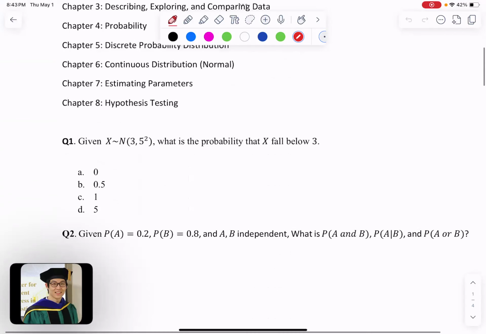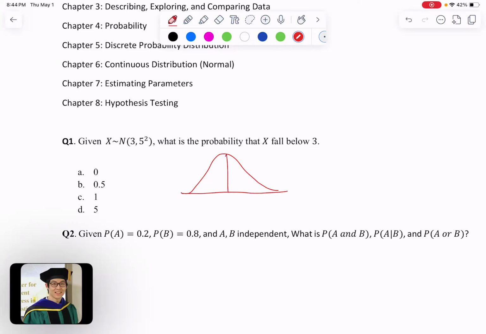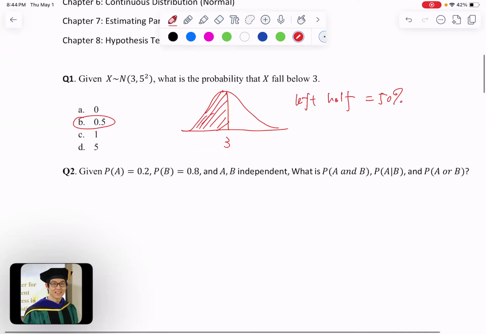Given x follows a normal distribution with mean 3 and variance 25, what is the probability that x falls below 3? So we can draw a standard normal curve. The mean is 3, so falling below 3 is actually the left half. So that's going to be 50%. So that's the correct answer.